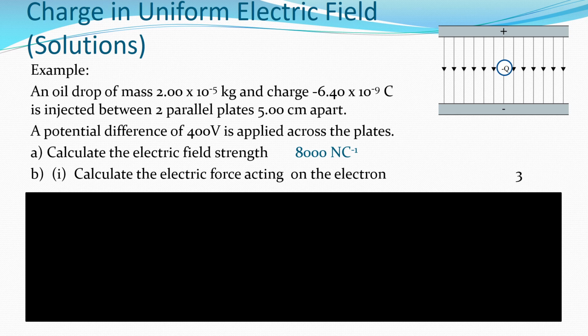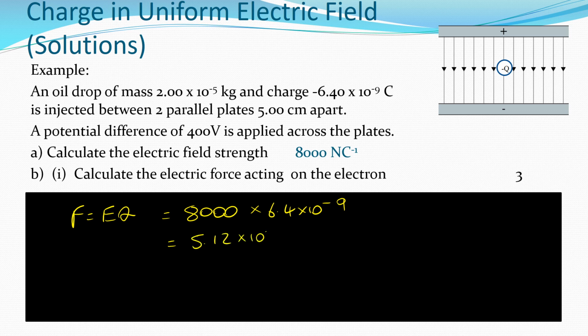In part B, part 1, we're asked to calculate the electric force acting on the electron. F is equal to EQ, which is equal to 8,000, which we worked out in the previous part, multiplied by the size of the charge, 6.4 times 10 to the negative 9 coulombs, giving us a value of 5.12 times 10 to the negative 5 newtons.